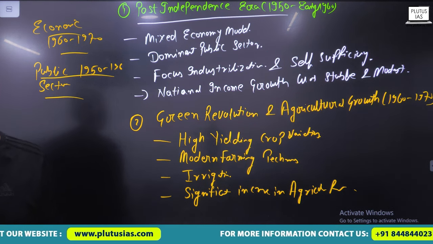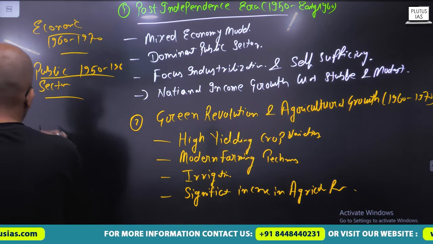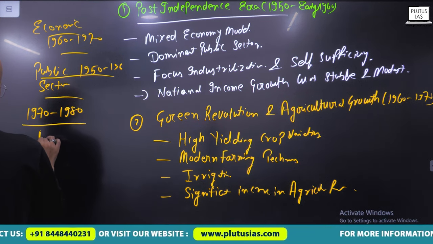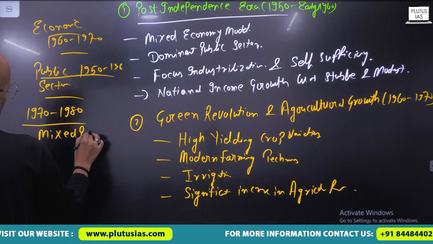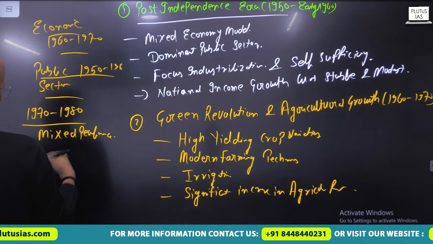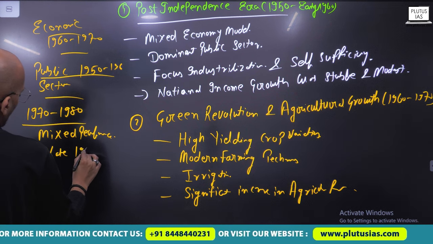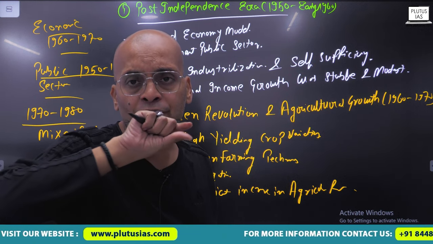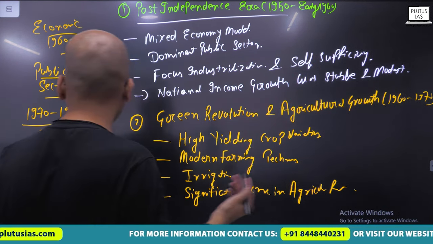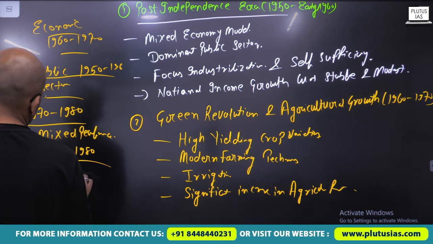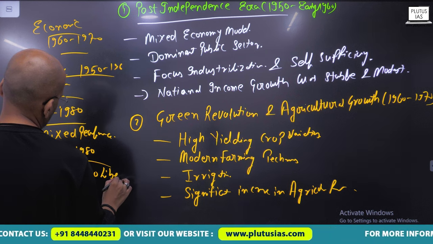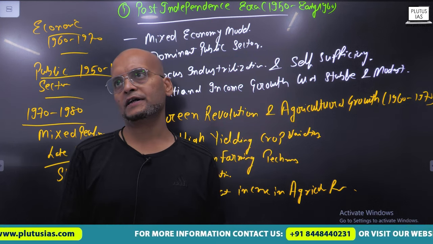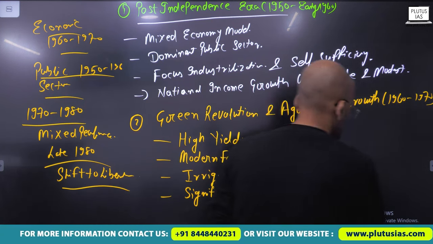Then from 1970 to 1980, the performance was mixed. Not that great, not that bad. And in the late 1980s, government made the reforms in 91 and 92, but in the late 1980s, the shift was towards the liberalization. Shifting process started earlier. Okay. Clear? So all these are the points. Moving on. Next question.